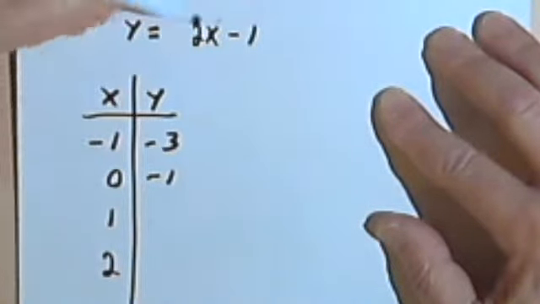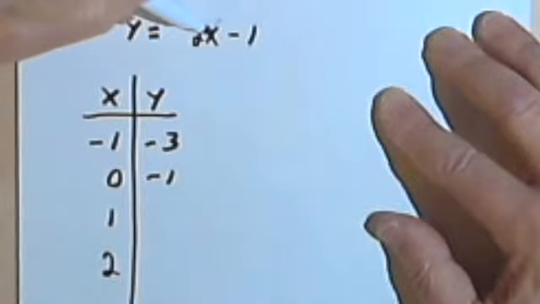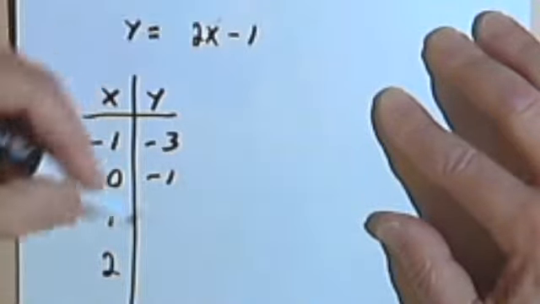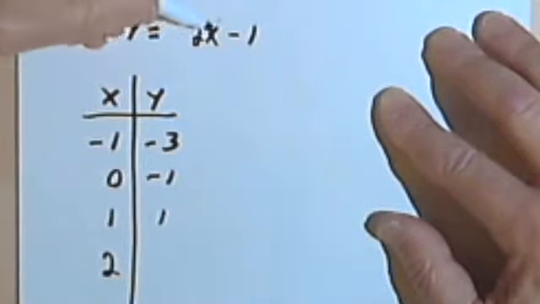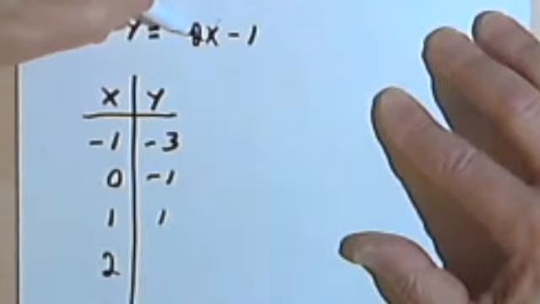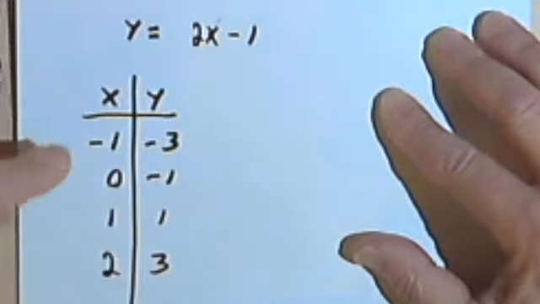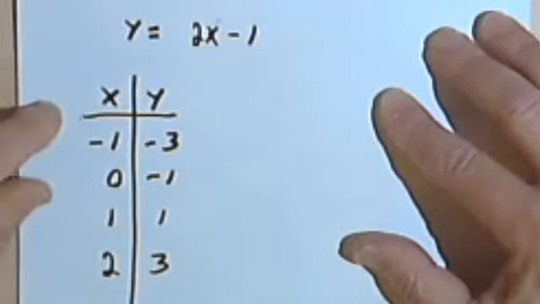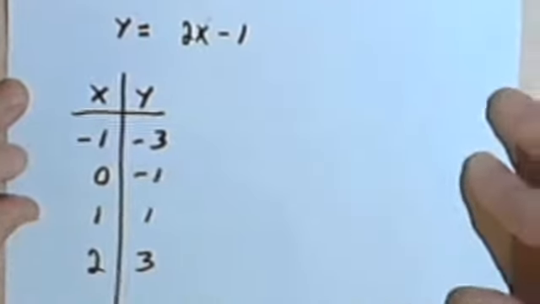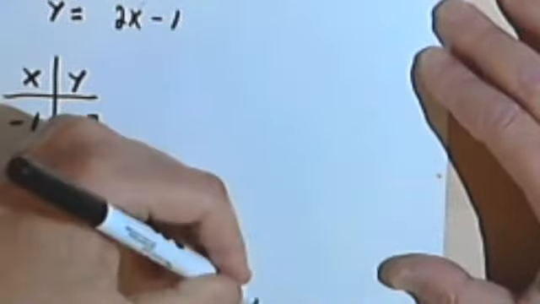I can keep going. When x is 1, 2 times 1 is 2. 2 minus 1 is 1. When x is 2, 2 times 2 is 4. And 4 minus 1 is 3. So now I've got a table of values. And now I have to graph a line from this table. So let's make a graph.